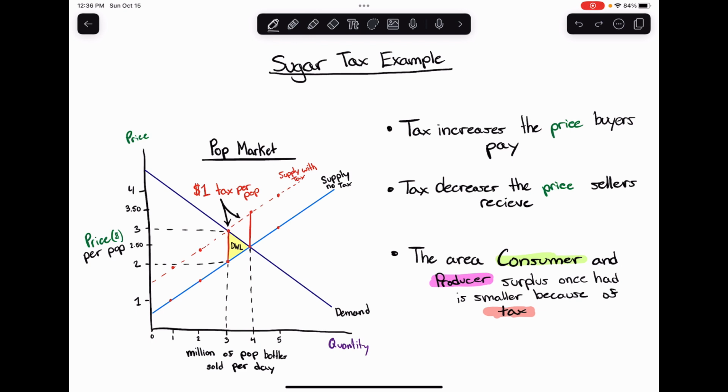So now the price buyers are willing to pay at equilibrium is $3 per pop, while sellers are only selling 3 million bottles per day now. So what happened? Well, because of the tax, we lost part of our consumer and producer surplus, creating a deadweight loss. The part highlighted in yellow represents the loss in surplus.